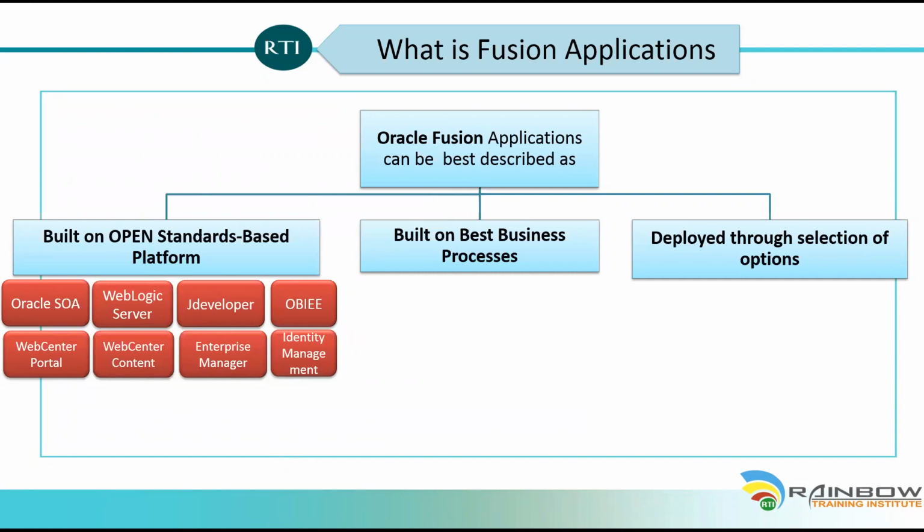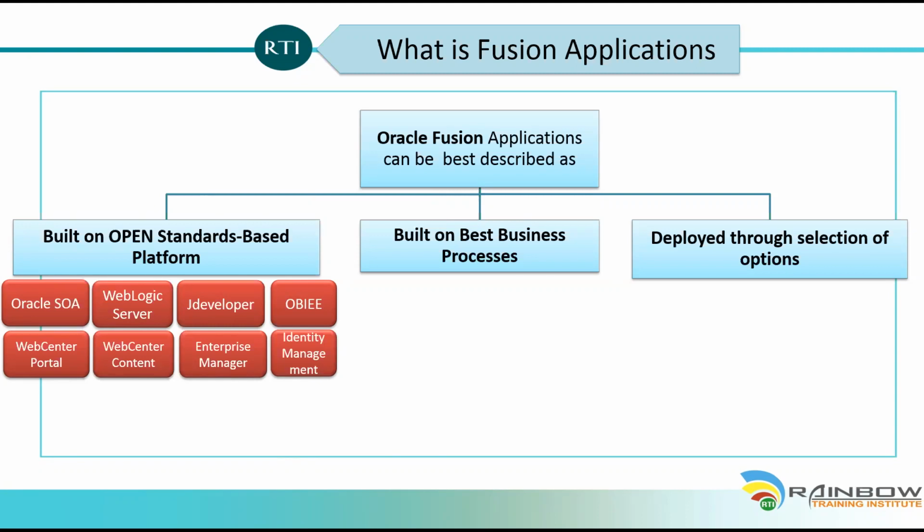WebCenter Portal, where typically we can create websites, internal and external, for our organization. WebCenter Content, where you can manage your digital content in your organization. Enterprise Manager, which typically takes care of making all these technical components work together. And Identity Management, where you can maintain user status, creation of users, termination of users, giving access to users, all the user management of anyone in the organization. So these are all different individual technology components, and all of these are brought together, on which Fusion applications are built.